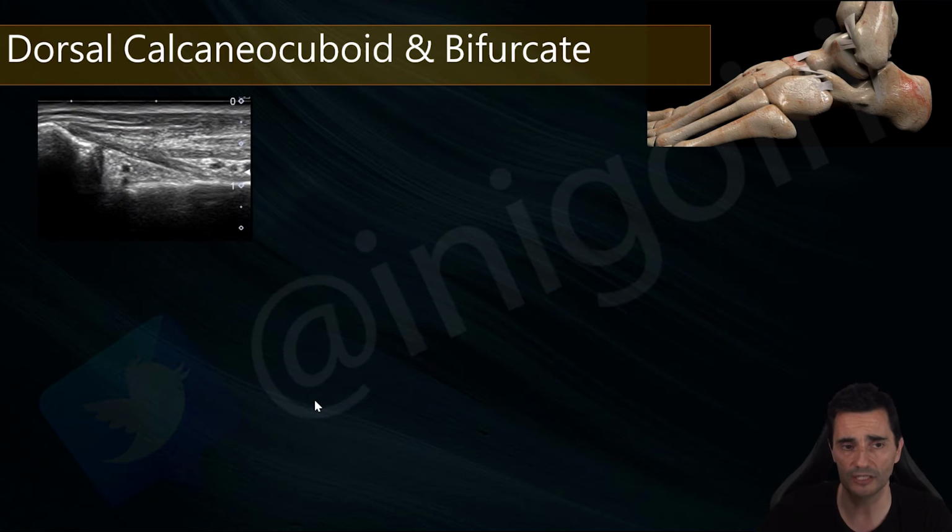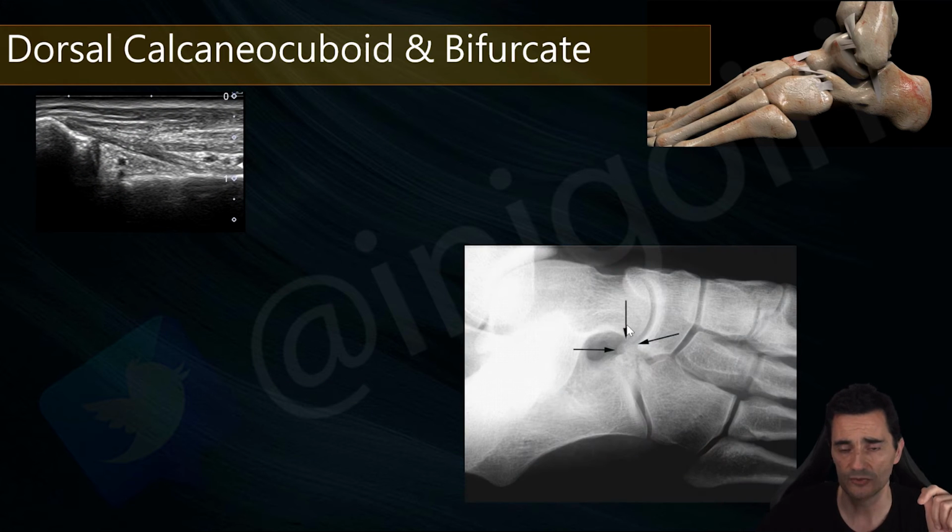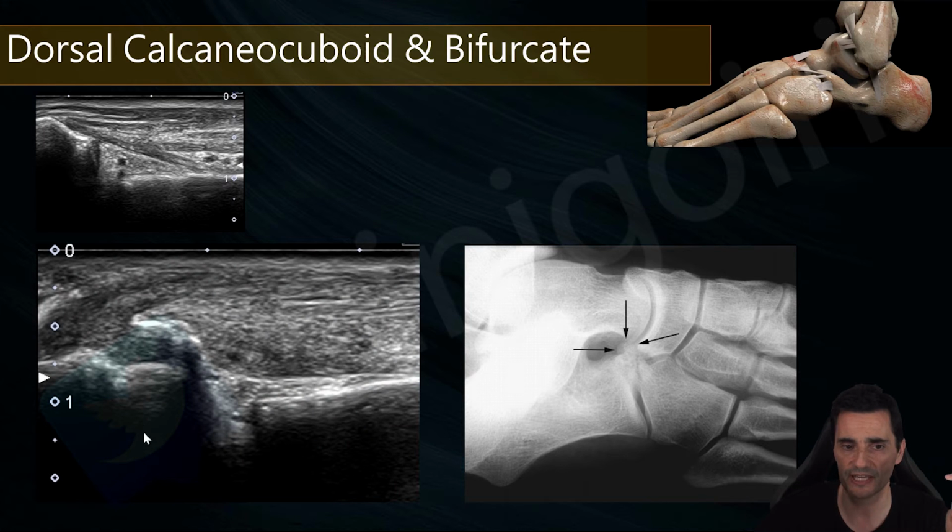What happens in the contralateral side? You can notice here in the X-rays something maybe happening here. I'm not so sure, so I performed this ultrasound, and you can see here again the avulsion of the superior margin of the calcaneus. Very, very typical.